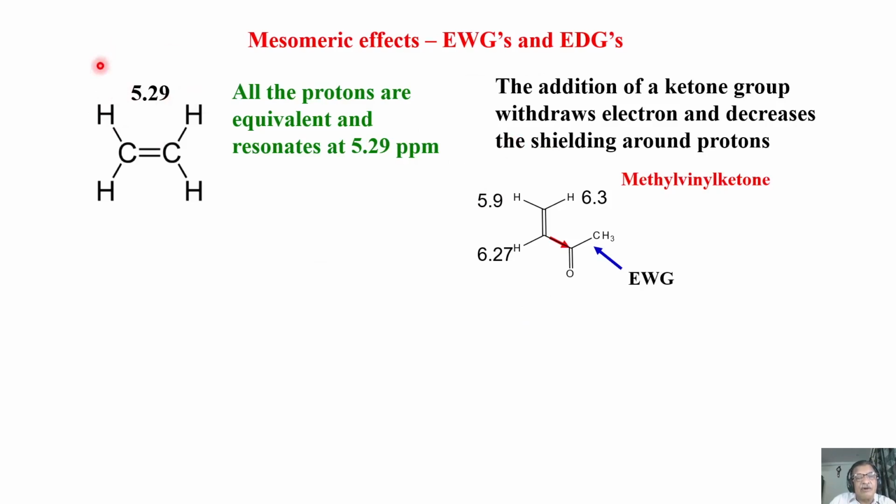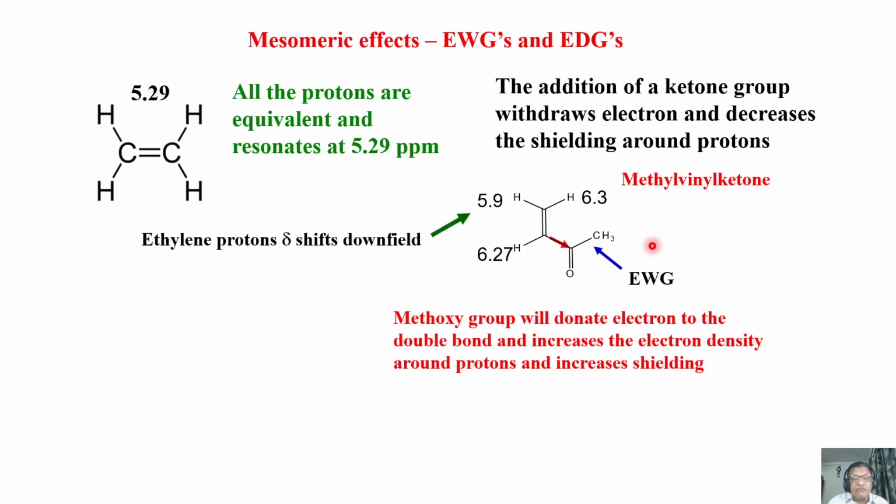But you see, none of them are around 5.29. They have moved drastically. This proton, because it is close to this, goes at 6.27. This is 6.3. This is at 5.9. None of these protons have remained at 5.29 ppm. Remember, they have all moved downfield because we have an electron withdrawing group. We will do one more trick now. Instead of an electron withdrawing group, let us put an electron donating group.